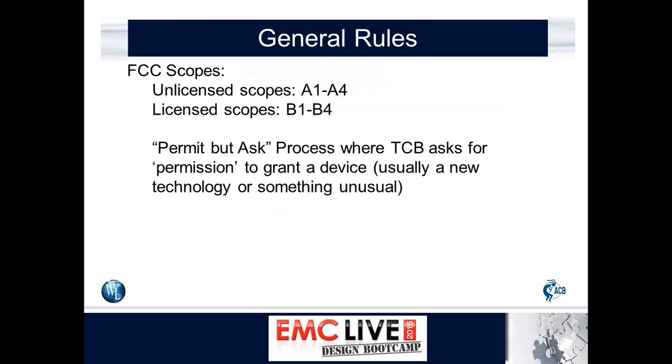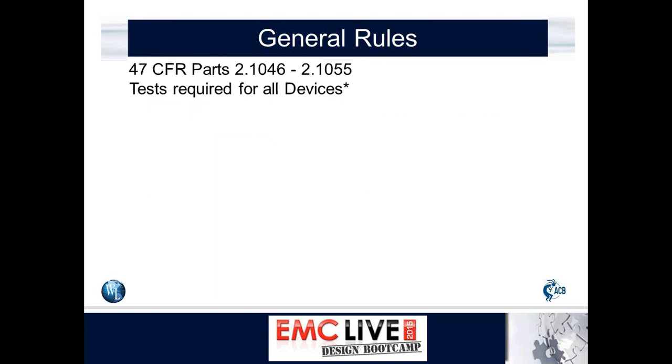Generally, there are unlicensed scopes A1 through A4 and licensed scopes B1 through B4. Permit but ask is where the TCB asks permission to grant the device. CFR 47 Part 2, 2.1046 through 2.1055, test results for all the devices.